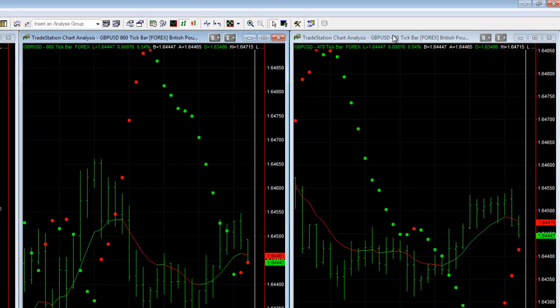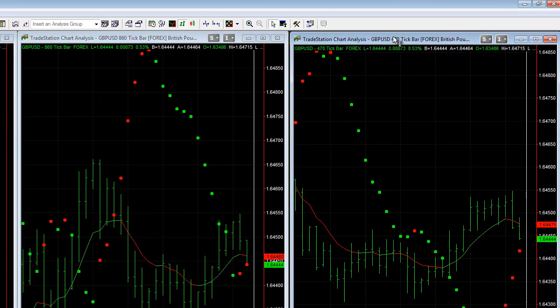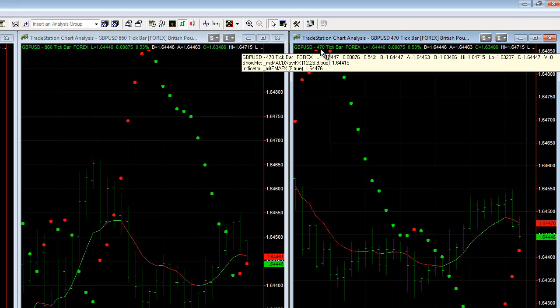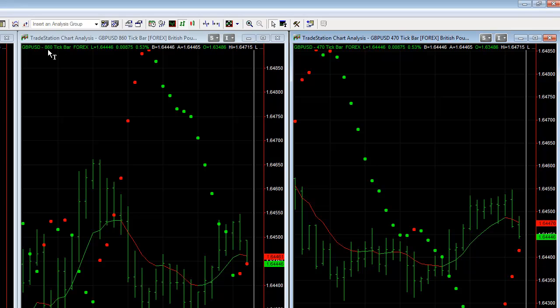The third chart is identical to the second one. It's just for a different time interval or tick interval. This is a 470 tick bar chart. This one here is an 880 tick bar chart. Today we're going to focus on the MACD and talk about how it's been color enhanced. The other indicators on this desktop are all explained in other videos in this series.